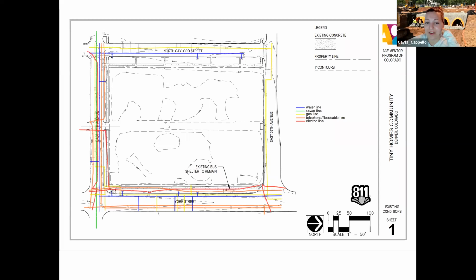What if we think about one specific utility? Let's take water as an example.